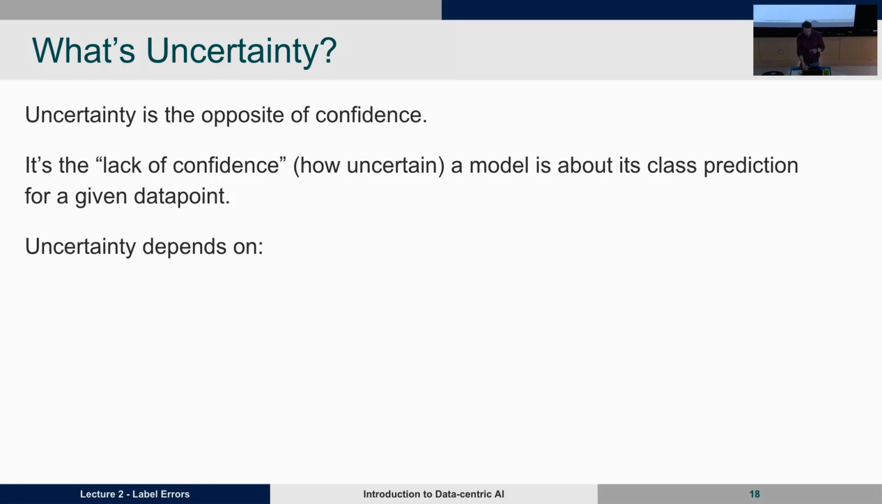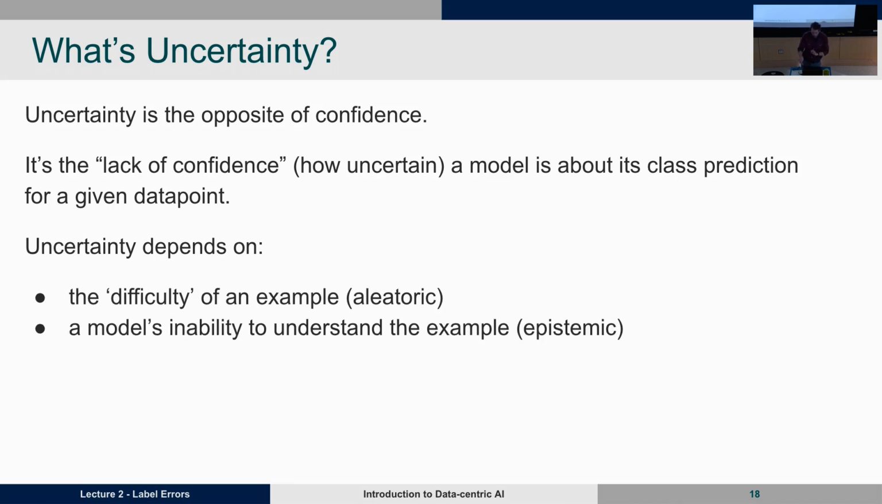There are two kinds of uncertainty, but the main thing that uncertainty depends on is the difficulty of an example. There are other types of uncertainty, but the ones we'll focus on are the difficulty of an example, and a model's inability to fit to the data. These are two types of uncertainty: aleatoric and epistemic uncertainty. Have you guys seen those? Or are those new terms? Pretty new. Okay. Does it make sense? Because we're going to have to disambiguate these.